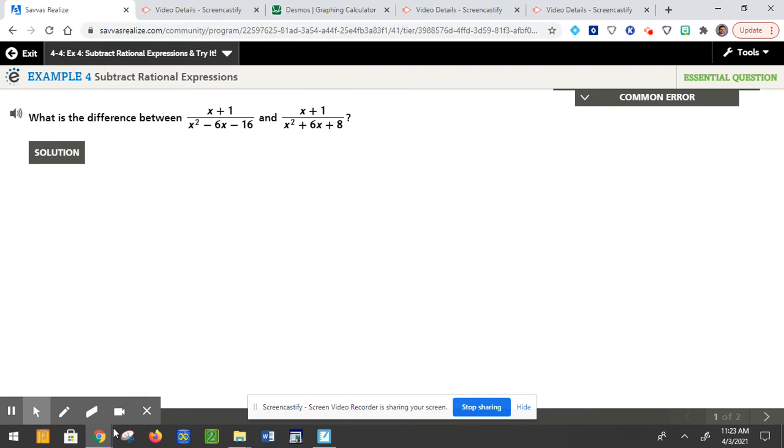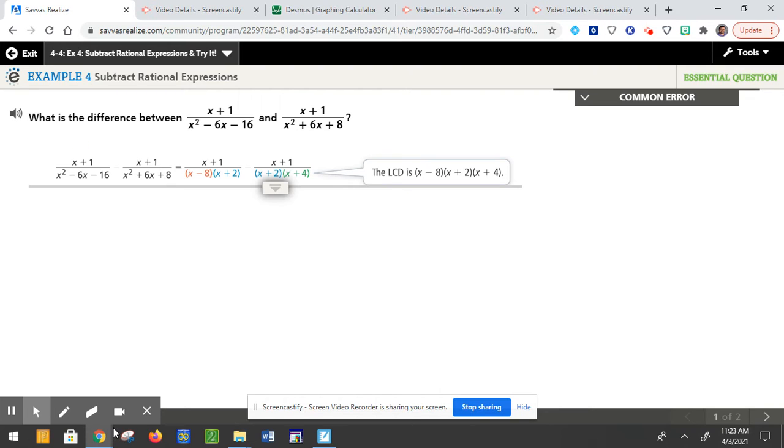So for the first one here, well, for example 4 here, we are subtracting. It's really no different. You need the common denominator just the same. Only difference is when you get to the part where you can subtract, once you have the common denominator, you're going to subtract. Let's look at an example here.